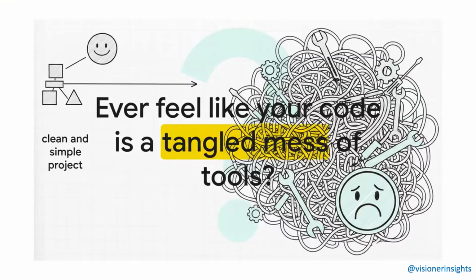You start a new project, everything's nice and clean, but then it grows, and suddenly you've got this massive pile of functions over here, a bunch of data over there, and you have no idea which function is supposed to use which piece of data. It's that classic spaghetti code, and trust me, there is a much, much better way.